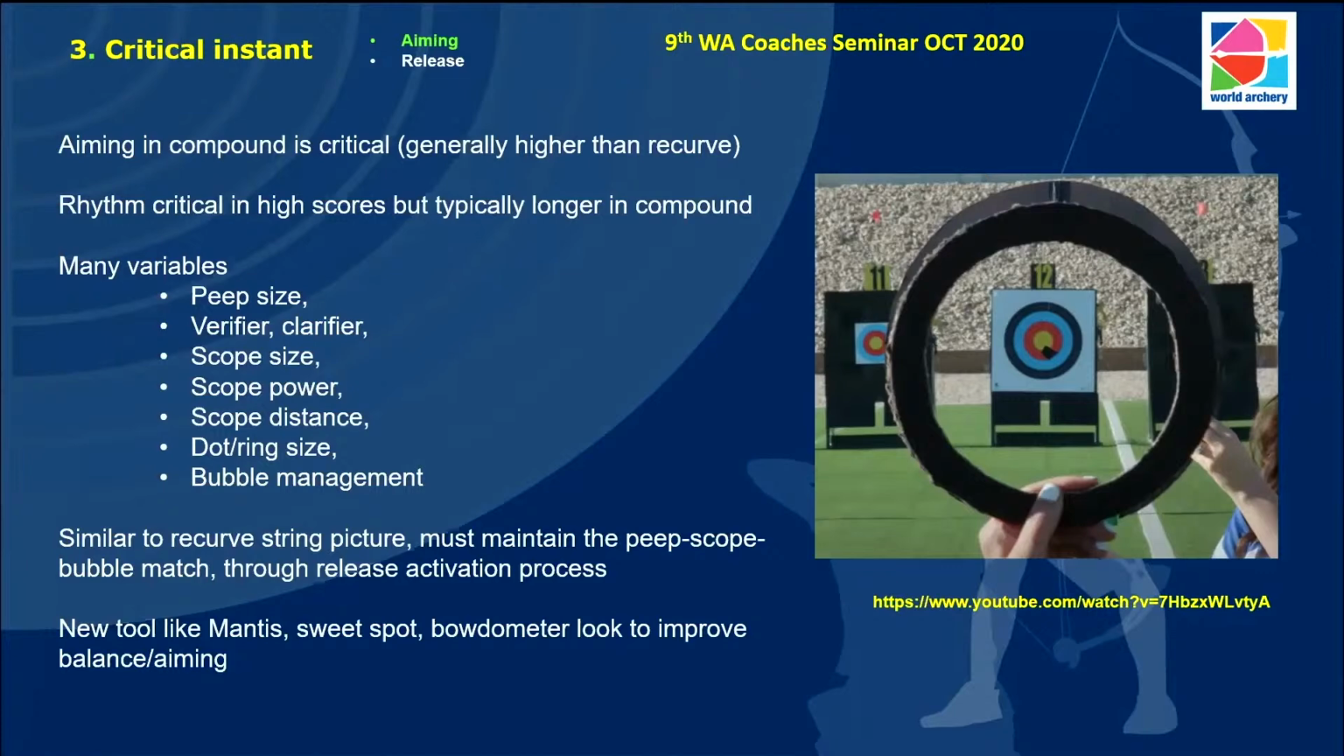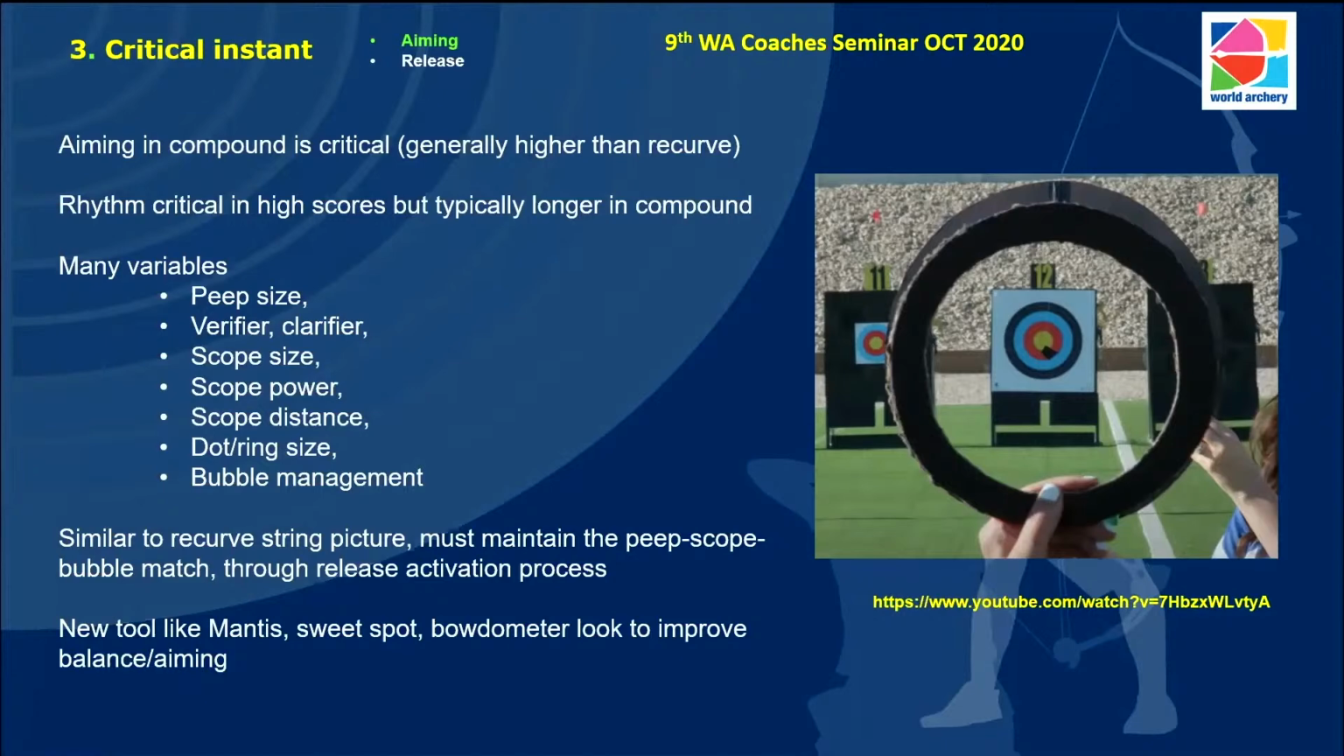So there are a lot of variables to deal with the compound, and that can be the peep size. So that's the size of the ring in the string that the athlete is looking through, the type of a clarifier or verifier, if that archer is using one. So that's a piece of glass that fits in the peep. The scope size, so how big that scope is they're actually looking through, the power of that scope. So there's a magnification to that scope, and that can be from 2 power to 8 power is sort of the range you'll see across the archers, but typically it's sort of 4 to 6 in general.